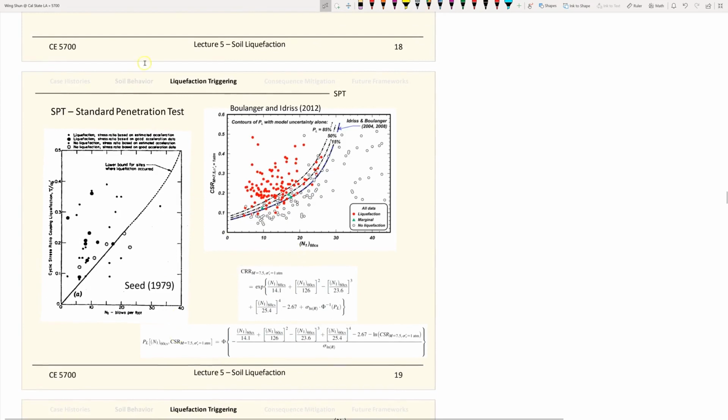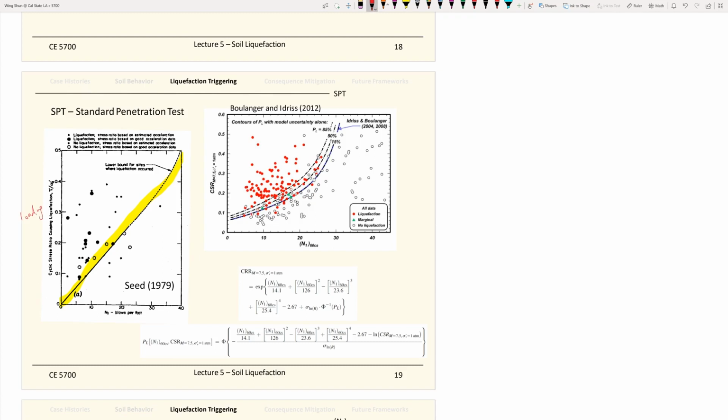So this slide gives you an idea on how we establish the SPT based soil liquefaction triggering curve. This is the soil liquefaction triggering curve right there. We use this for design, and this is the very first one from 1979, come out from Seed. So how did he come up with this? Pretty much like the X and Y axis. The X axis you can think of as kind of like the loading.